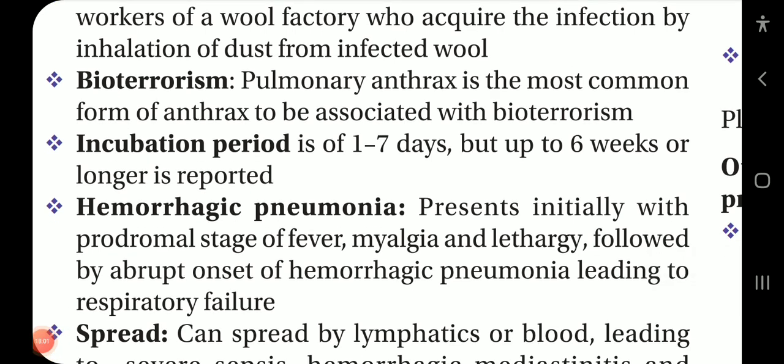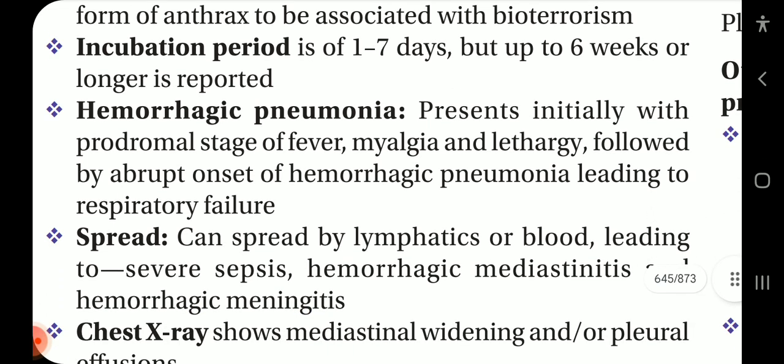Incubation period is 1 to 7 days, but up to 6 weeks or longer is reported. Hemorrhagic pneumonia presents initially with a prodromal stage of fever, myalgia, and lethargy, followed by abrupt onset of hemorrhagic pneumonia leading to respiratory failure.